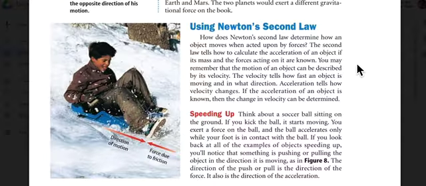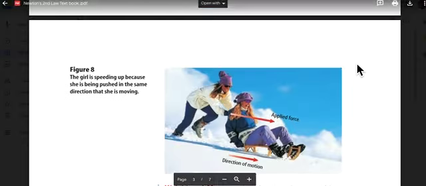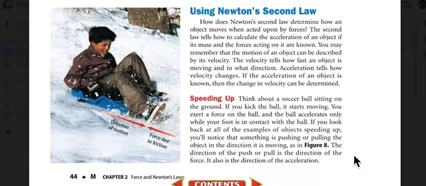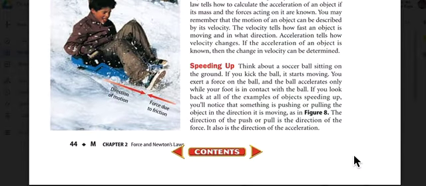Speeding up. Think about a soccer ball sitting on the ground. If you kick the ball, it starts moving. You exert a force on the ball, and the ball accelerates only while your foot is in contact with the ball. If you look back at all the examples of objects speeding up, you'll notice that something is pushing or pulling the object in the direction it is moving, as in figure 8. Right here we have two people going down over the hill, applied force pushing in the direction that it's going in. The direction of the push or pull is the direction of the force. It's also the direction of the acceleration.